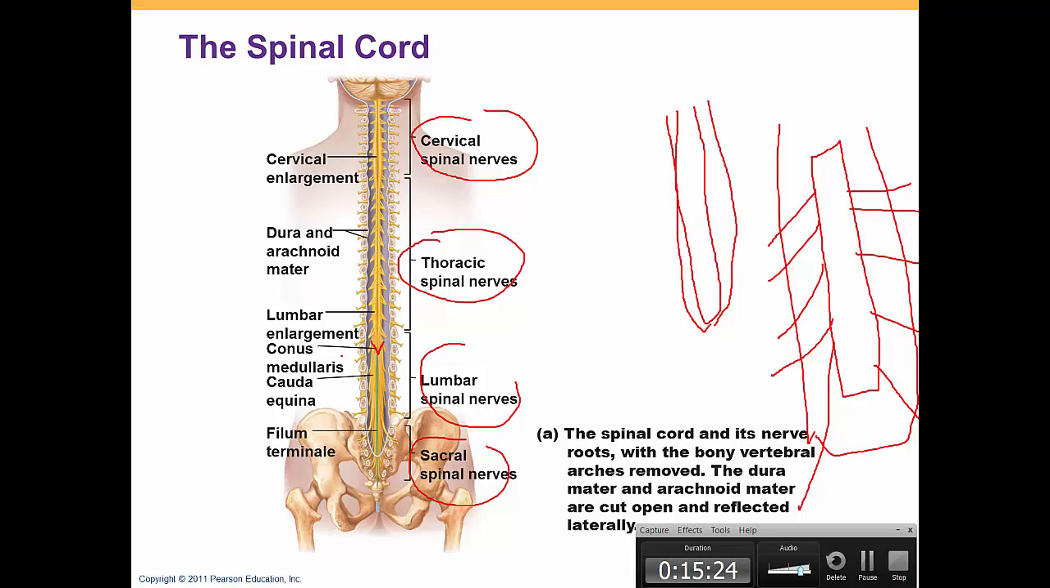Okay. So this last part here is my conus medullaris, because it's like a triangle. And these spinal nerves that are still going down after the spinal cord has ended, they look like a horse tail. That's why they're called cauda equina. So these two terms are really important to know.